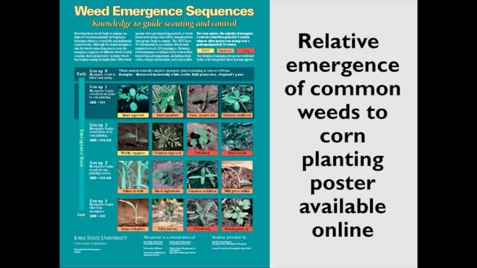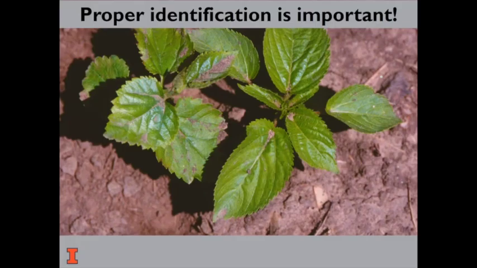Iowa State University's Weed Emergence Sequences poster can help you know when to scout and when to apply controls. Proper identification is important. If we believe we have one species, but in reality we have another, we may be using improper control tactics. This picture reminds us that two species may look very similar and may be easily confused.